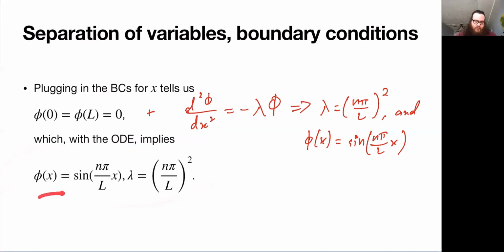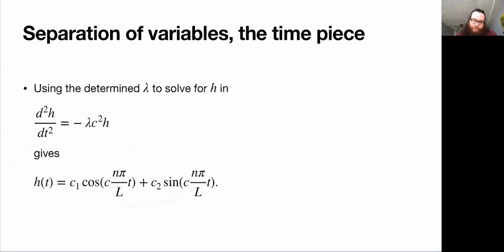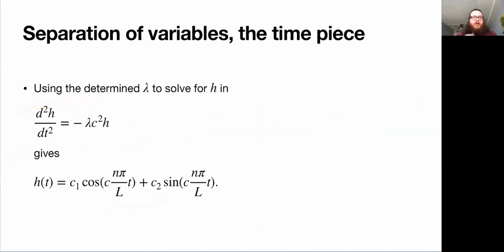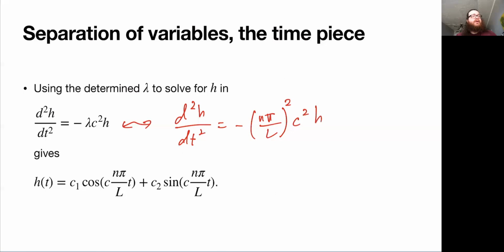Okay. So that's figuring out what the spatial piece is. We also need to figure out what the time piece is. If we go back and look at what the ODE for h is, we get this expression. Keep in mind that this is not an eigenvalue problem, because here we're not trying to determine what lambda is. We already know what lambda is. So if we plug in what lambda is, this is going to give us minus (n pi over L) squared c squared h.